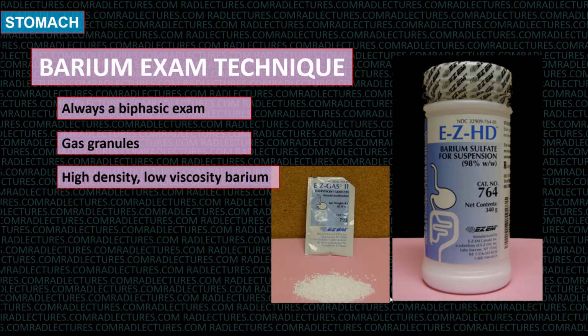If there is no barium coating on the wall of the stomach and you distend it with air, then there is really no double contrast study. All you have is an air contrast. By the way, gas granules are given first and then barium is given.